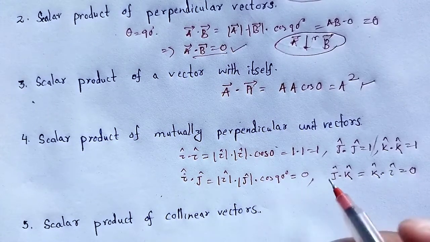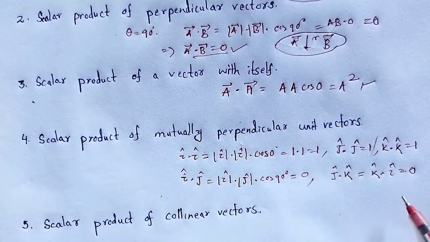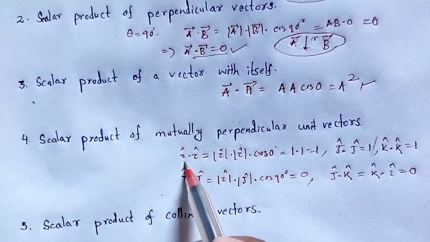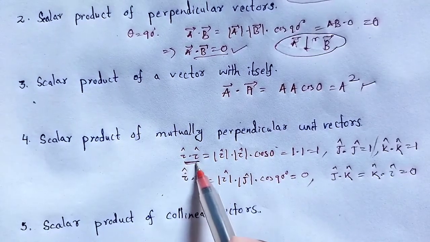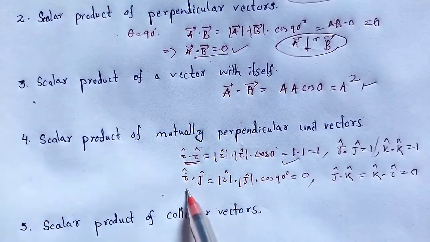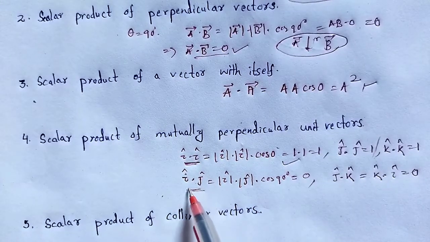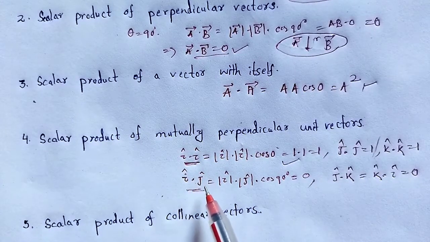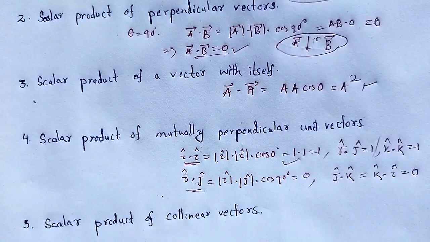The scalar product of mutually perpendicular unit vectors results in 0. When they are dot product with themselves, the value is 1. When they are dot product with another, that is, when the angle between these two is 90 degrees, the result is 0.